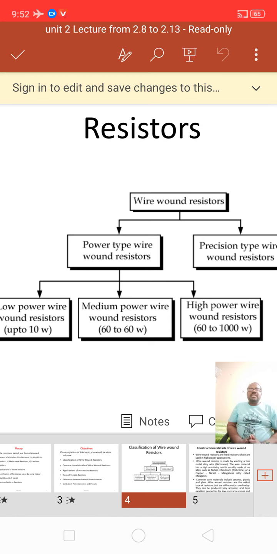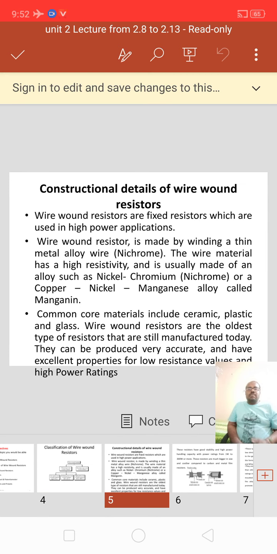Okay, this is the classification of wire wound resistors. Please remember that. Next one, construction details of wire wound resistors. Now we learn about the construction details of wire wound resistors. Wire wound resistors are fixed resistors which are used in high power applications.